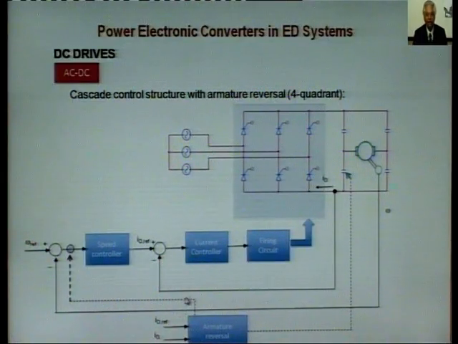This is the block diagram: you have a speed controller, a reference, I mean the comparator, a current controller, a firing circuit, and armature reversal. This type of arrangement you can have, and you can have power electronic converters for ED systems.